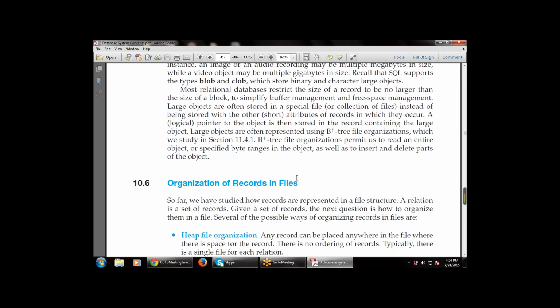Next is the organization of the records in a file. That is, how to organize the records in a file.